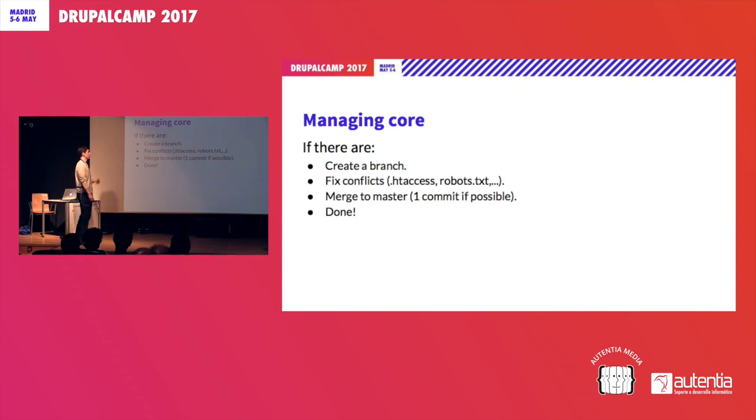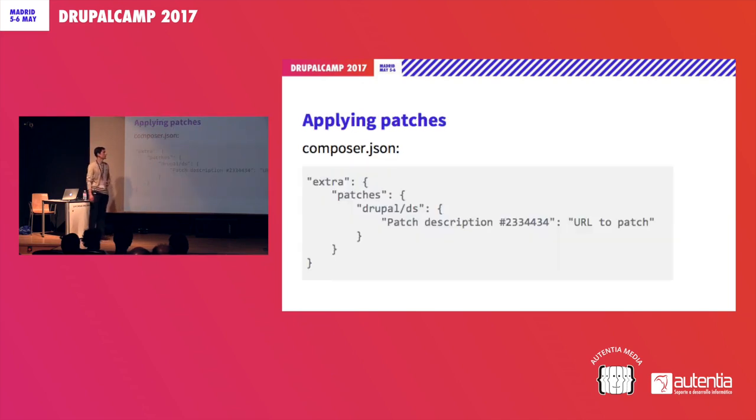If there are conflicts, the best practice would be to create a new branch. So don't work on master branch. Fix the conflicts, which will normally be in the htaccess file or robots.txt file. And after we are good, then we merge to master, if possible, in one commit, because if things go wrong, then we can roll back easily by just reverting one commit instead of several. And then we are done.